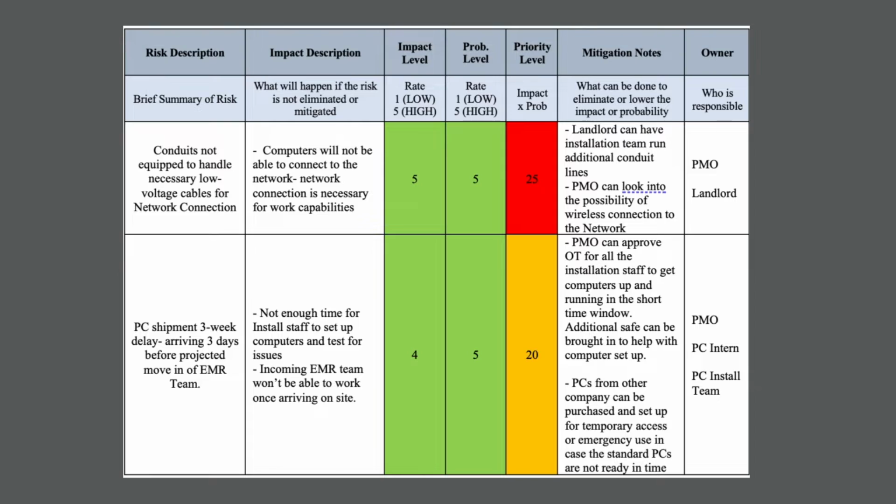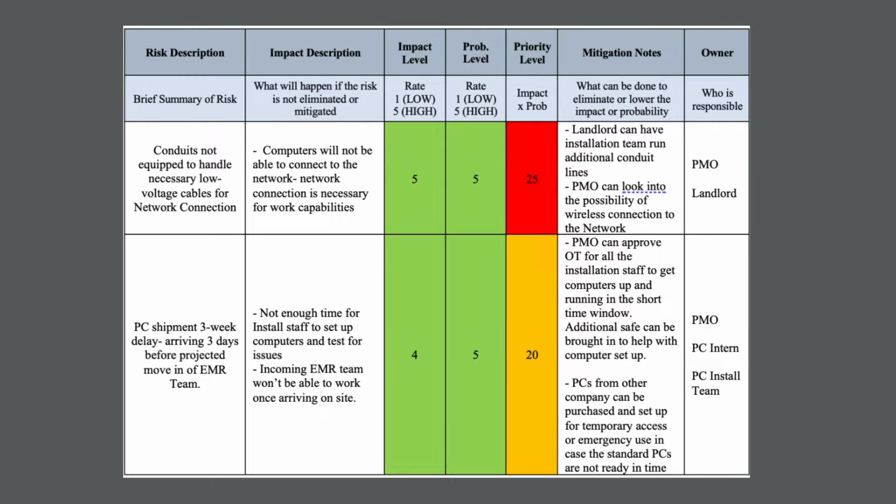Moving on to our next priority level issue: the PC shipments were delayed 3 weeks, so now they will only arrive 3 days before the projected move-in of the EMR team. This is difficult because it doesn't give us enough time to have the install staff set up the computers and test for issues before the incoming staff come in. And the incoming EMR team won't be able to work once arriving on site if the computers are not functional. So impact level, of course, is very high.